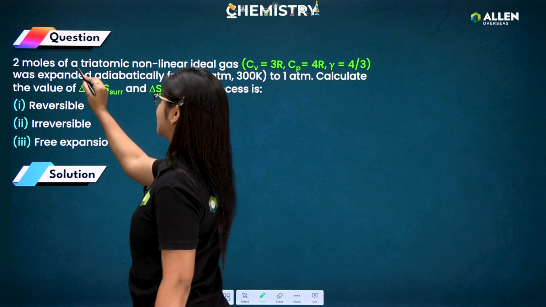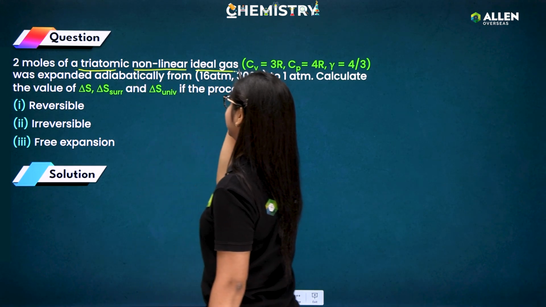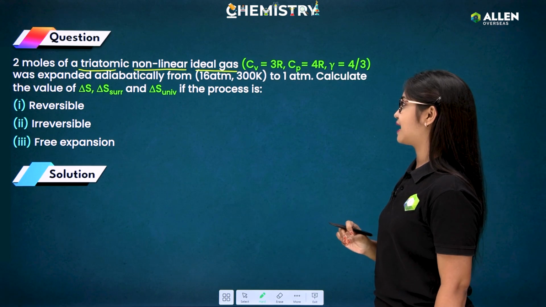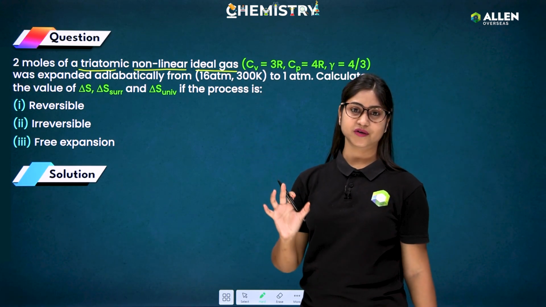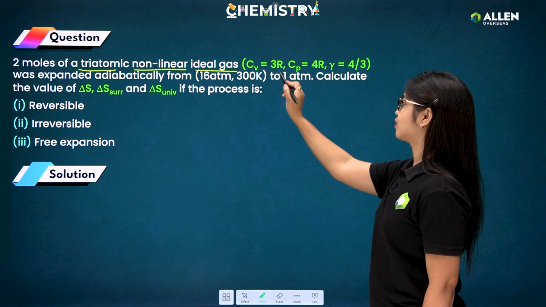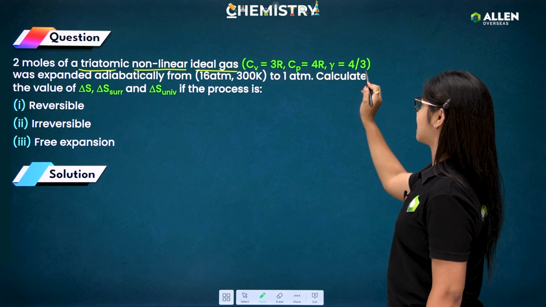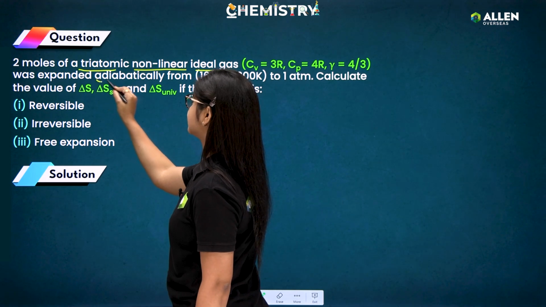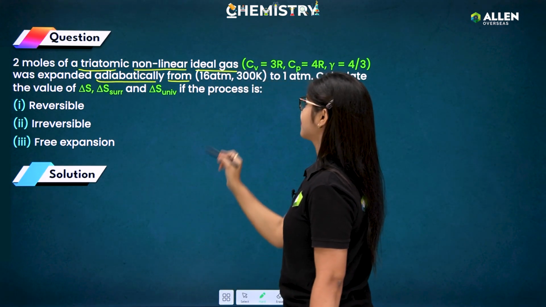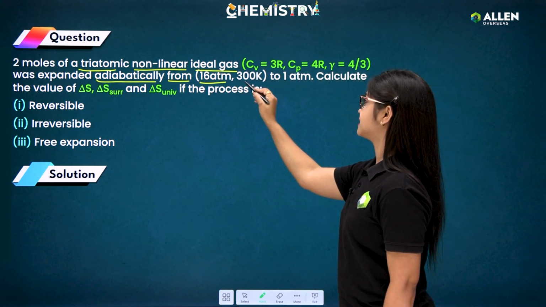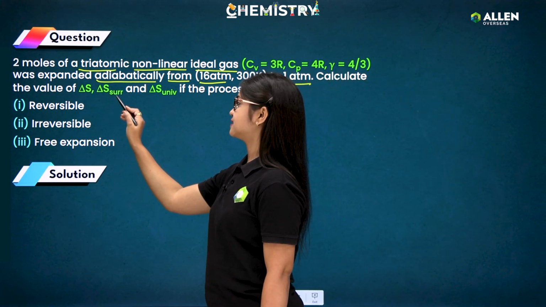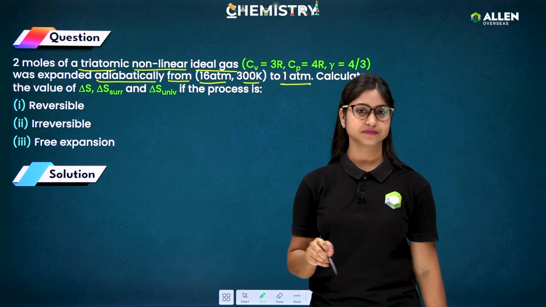2 moles of triatomic non-linear ideal gas. We have a triatomic non-linear ideal gas, 2 moles, and CV for this is 3R, CP is 4R, and gamma is 4 by 3. It is expanded adiabatically from 16 atmosphere, 300 Kelvin to 1 atmosphere. Calculate the value of delta S system, delta S surrounding, and delta S universe.